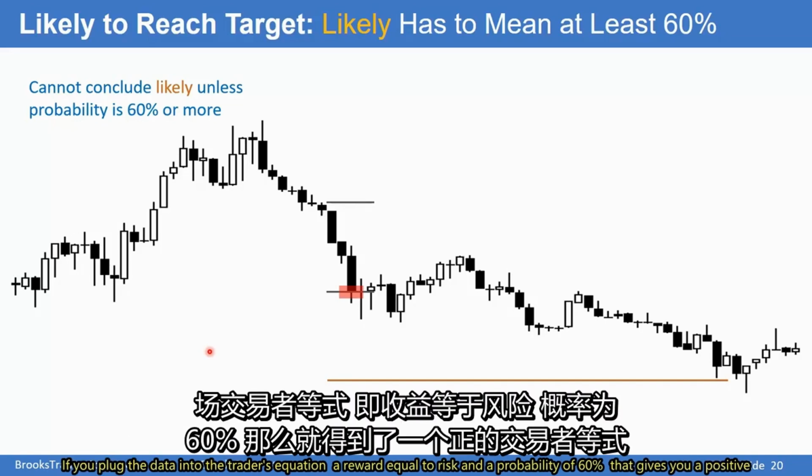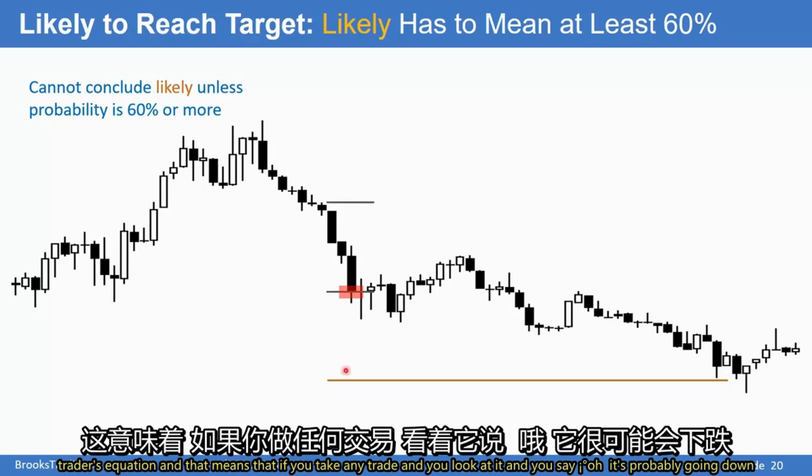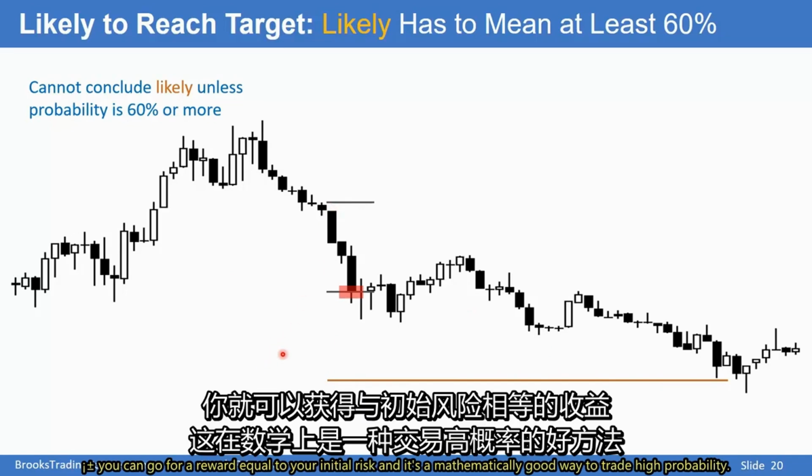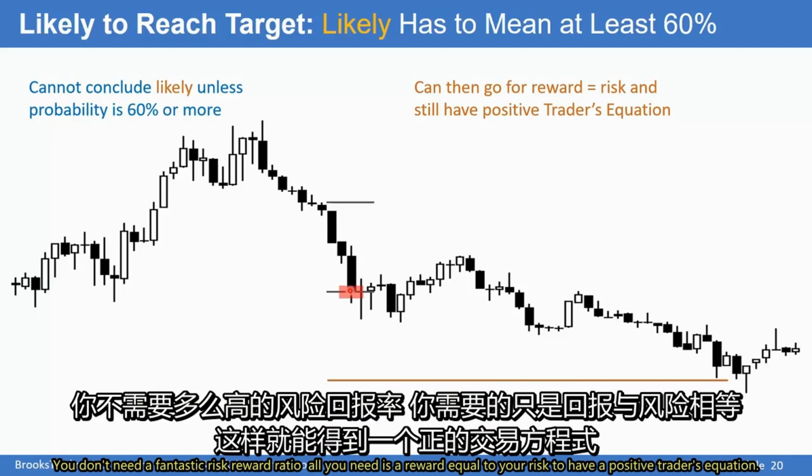If you plug the data into the trader's equation, a reward equal to risk and a probability of 60%, that gives you a positive trader's equation. And that means that if you take any trade and you look at it and you say, oh, it's probably going down, you can go for a reward equal to your initial risk. And it's a mathematically good way to trade. High probability, you don't need a fantastic risk-reward ratio. All you need is a reward equal to your risk to have a positive trader's equation.